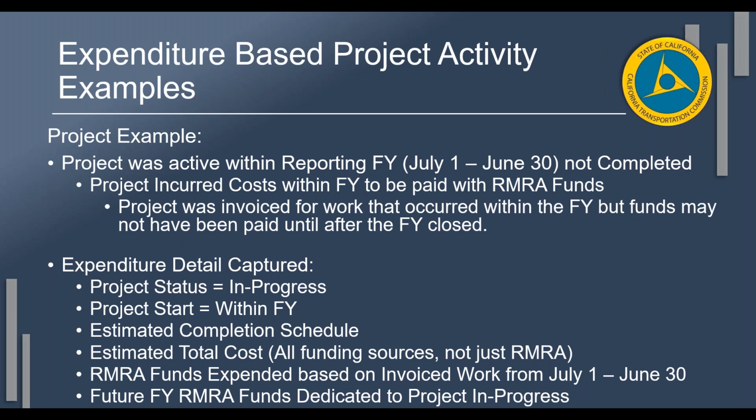Your estimated total cost, this is all funding costs. So if you're using your general fund, other measure funds, whatever it is, plus RMRA, you're going to give us what that total amount is. And then you're going to identify specifically your RMRA funds expended based on invoiced work from July 1 to June 30. And then we have future fiscal year RMRA funds dedicated to the project that's in progress.